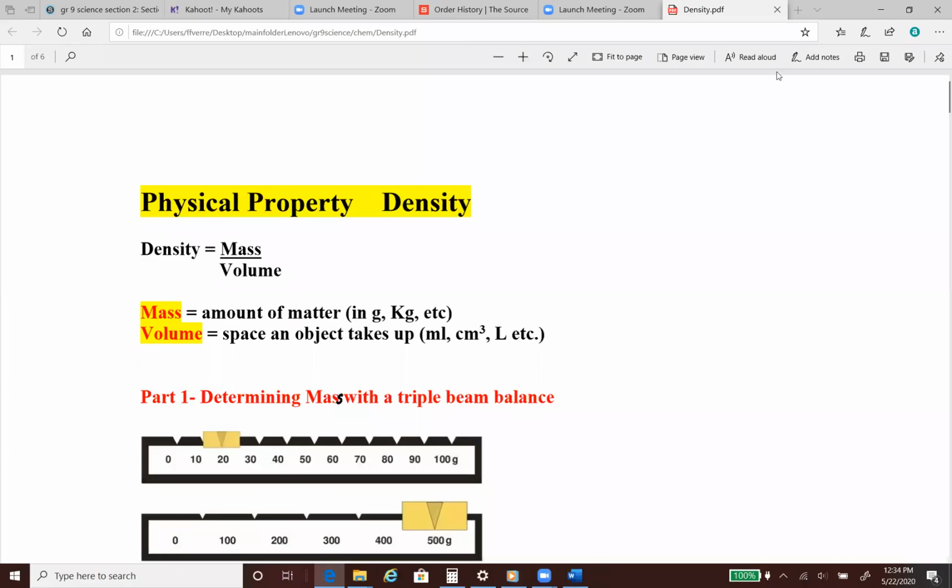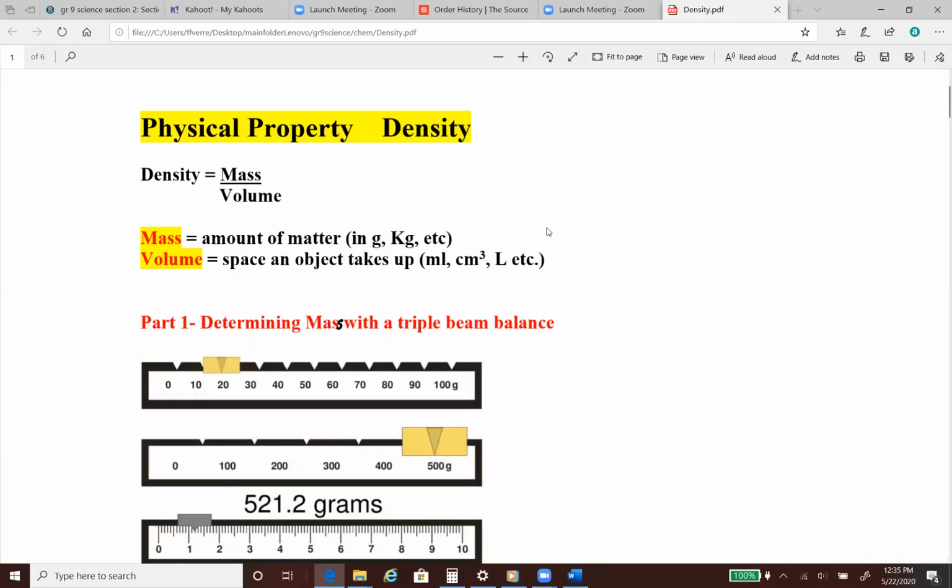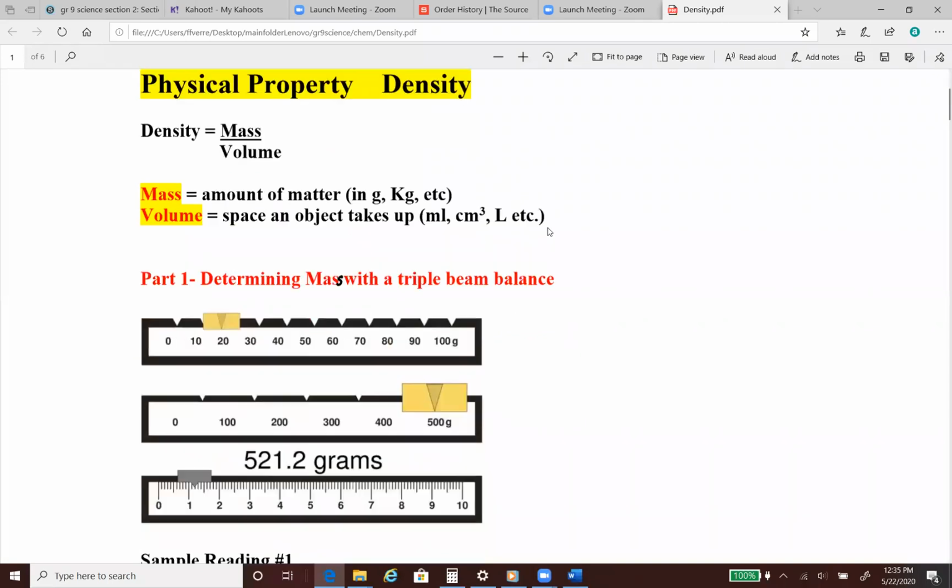All right. So last time we introduced how to calculate density. If you remember, we defined it as the mass of something over its volume. So this document, I said, included stuff that we would have normally done in school. Obviously, we're not in school, so we're gonna have to maybe eliminate or ignore some of these things.